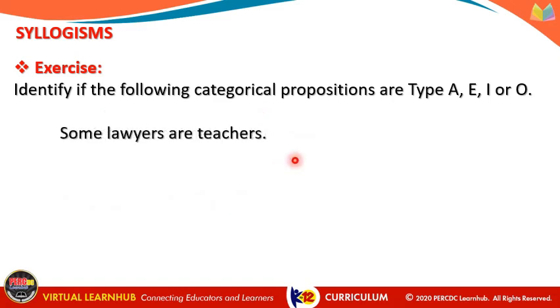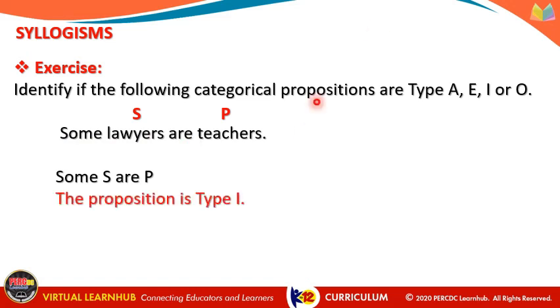Lastly, some lawyers are teachers. Subject is lawyers. Predicate is teachers. Thus, what we have is a proposition that follows the some S are P format. What we have is a type I proposition.